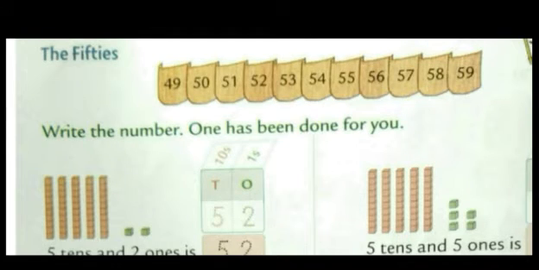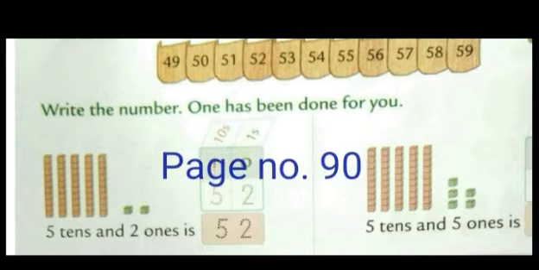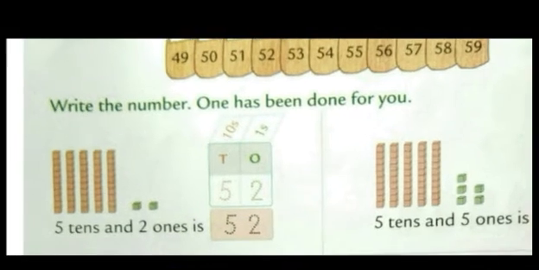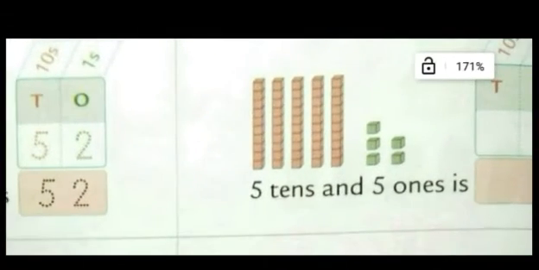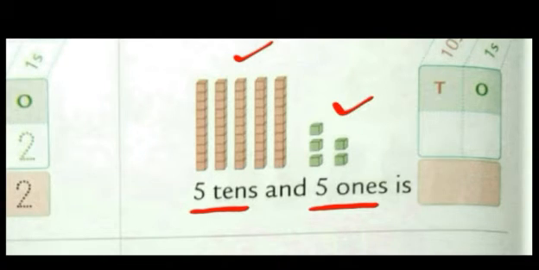So scholars, now let's move on to page number 90. This type of questions we have already done in chapter number 1. Okay, let's begin with the second one given here. 5 tens and 5 ones. As I've told you, these boxes represent tens and the green one represents the ones. So let's write them accordingly. How many tens are there?